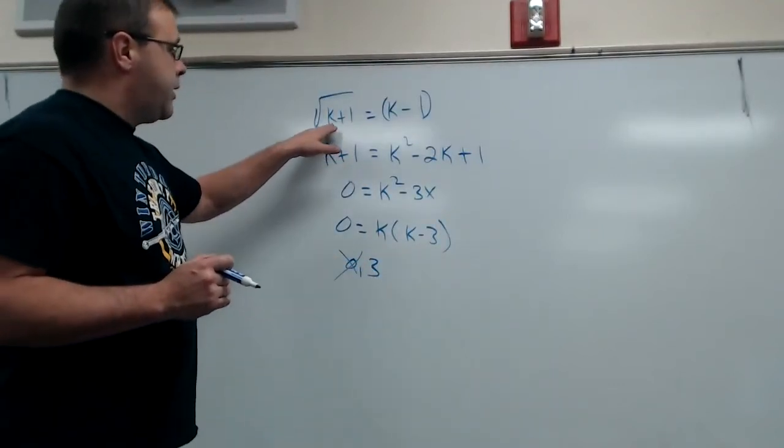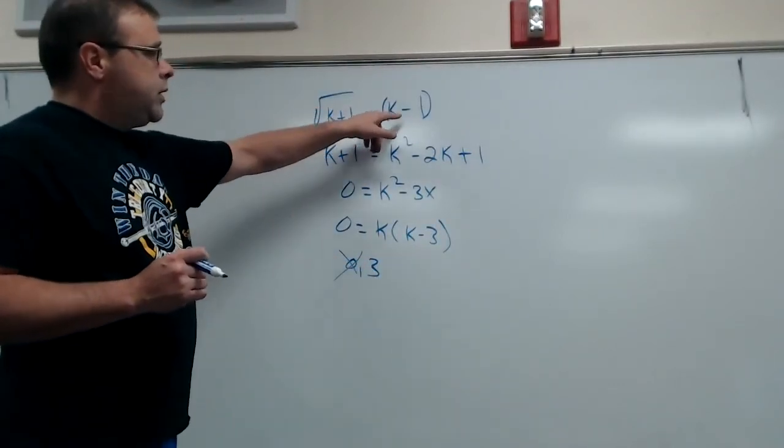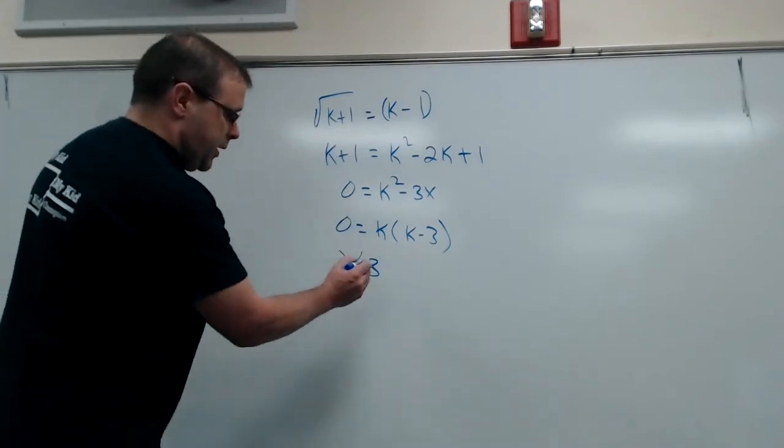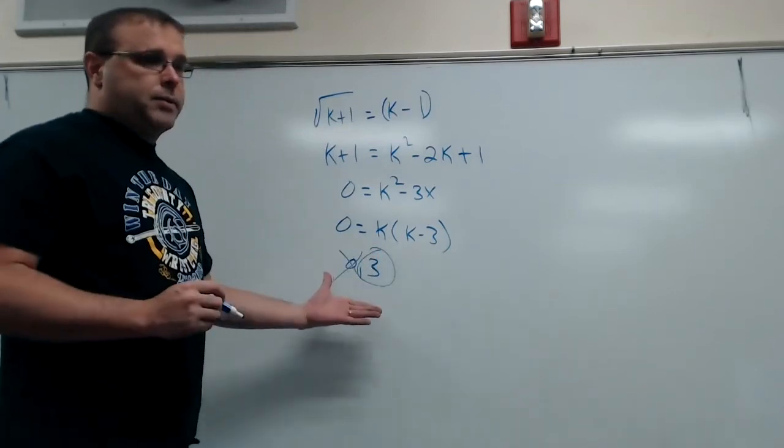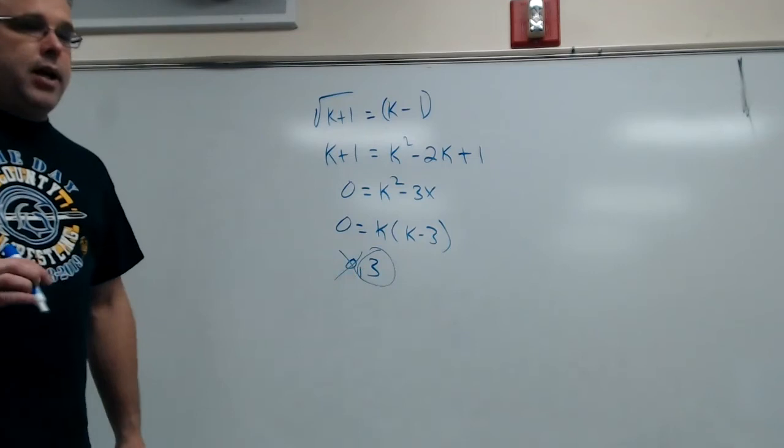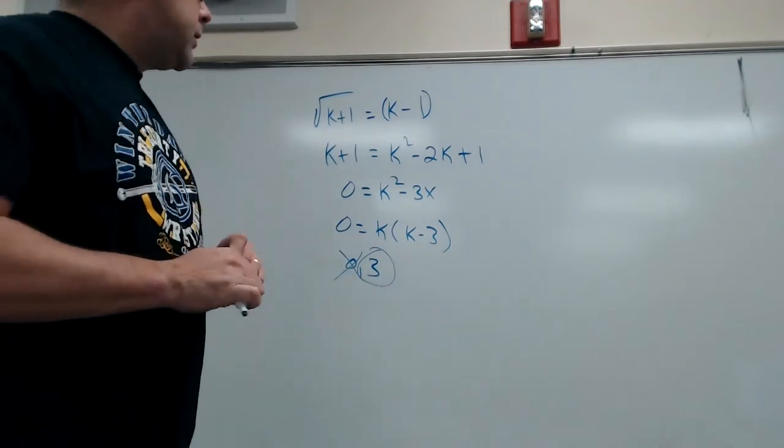So I put in 3: 3 plus 1 is 4, the square root of 4 is 2. And 3 minus 1 is 2. So 2 equals 2. Boom. This is my only solution. Even though it spit out 2 solutions, 3 is the only solution that works.